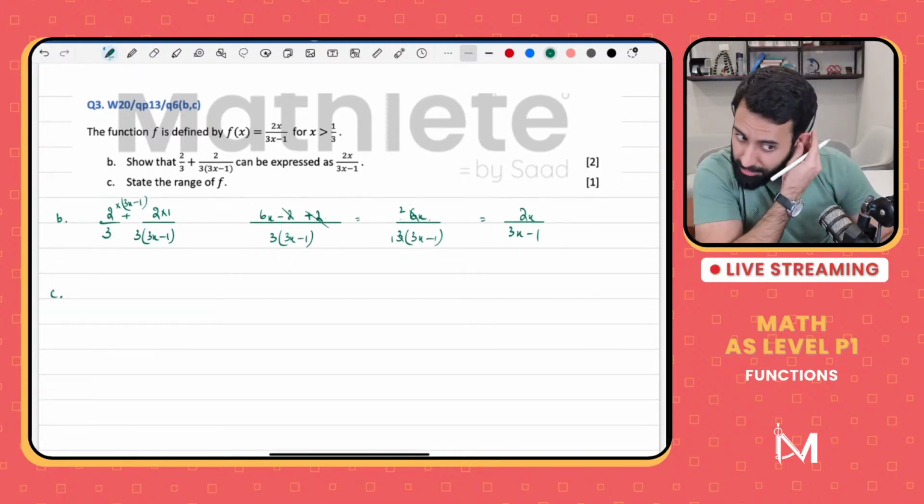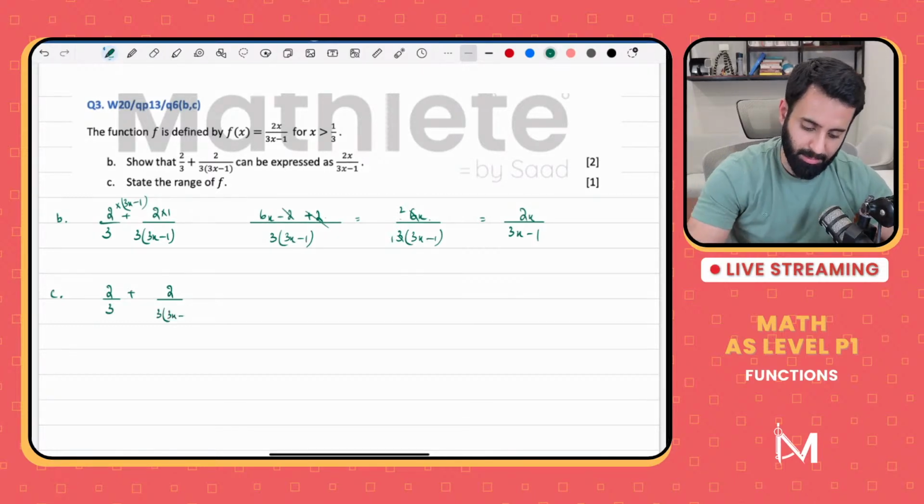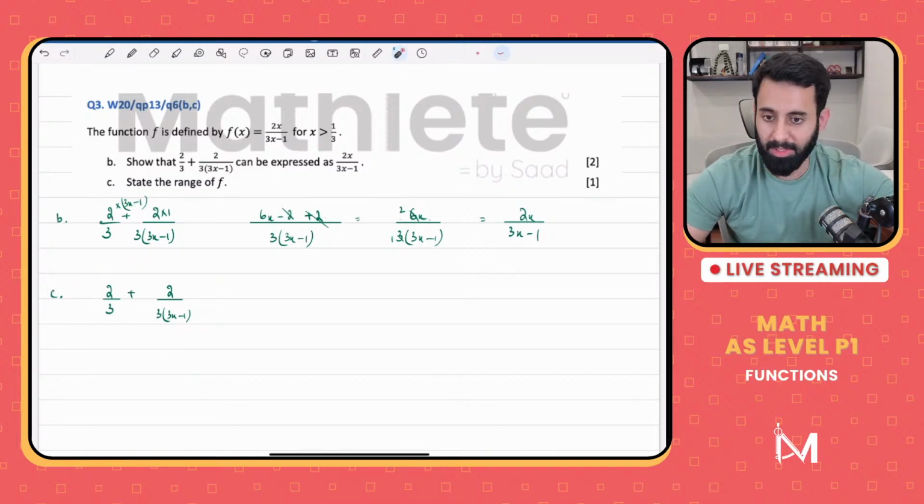state the range of f. Now how do I find out the range of f? The range of f will be 2 upon 3 plus 2 upon 3 into 3x minus 1. Now notice that the question has made us express it in this form for a very good reason, because this will allow us to find out the range. Okay, how will I find out the range using this?